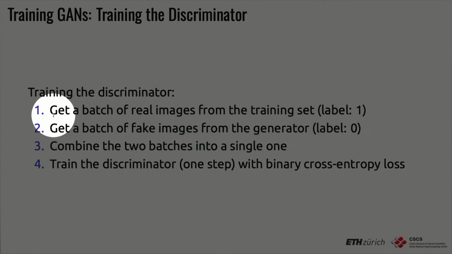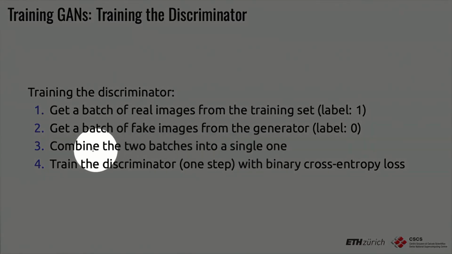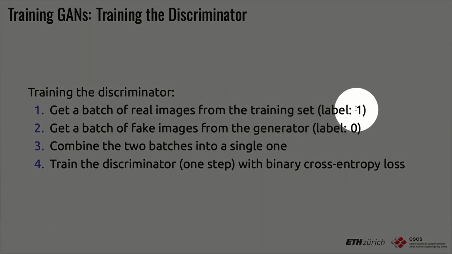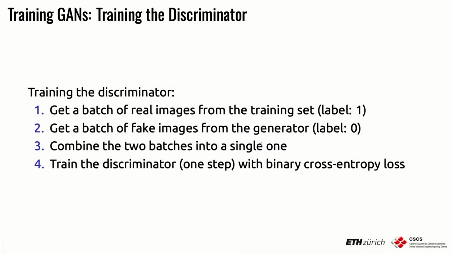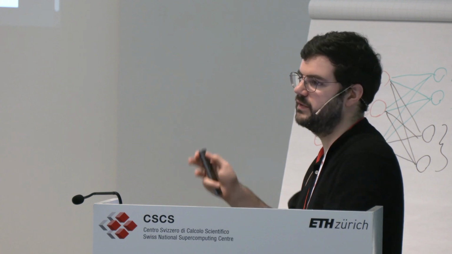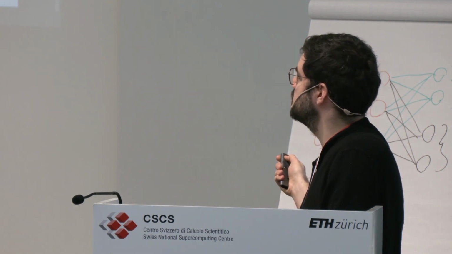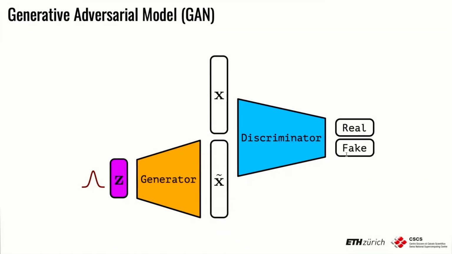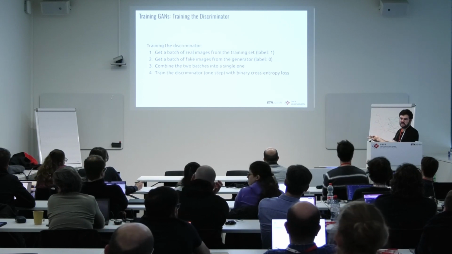And for training the discriminator, what you do is you get a batch of real images from the training set, and you label them as 1. One is what you consider as real images. And then you also get a batch of fake images from the generator. So you will have essentially double the batch size, but half of the batch will be real images and half of the batch will be fake images. You combine the two batches into a single one so that the final batch will contain some fake images and some real images, and then you train the discriminator one step with binary cross-entropy loss. This is the cross-entropy loss for a binary classification problem because we only have 2 classes in this case, real and fake, instead of the 10 classes, for example, we are used to. But it is essentially the same. It is the same loss function because we are doing a classification, and the classification is real versus fake images.